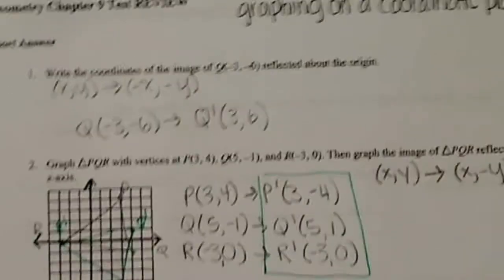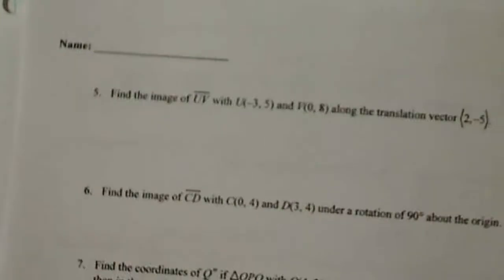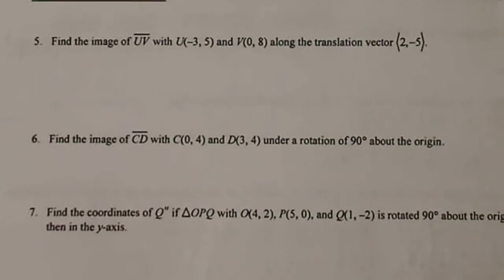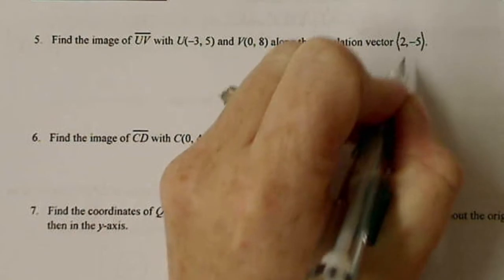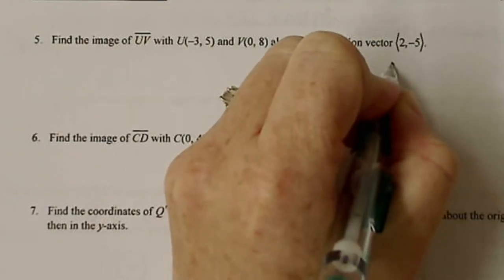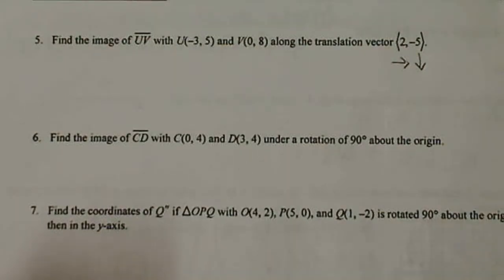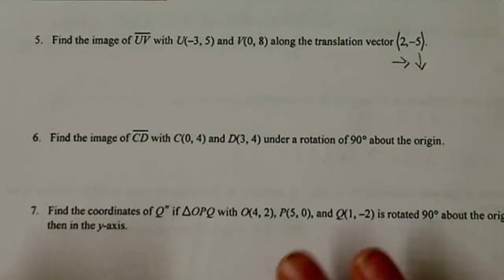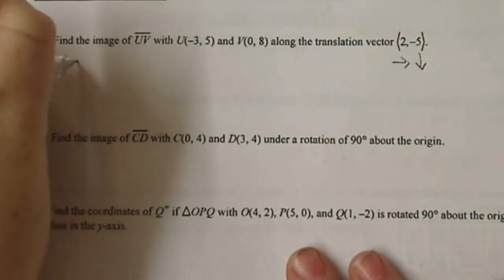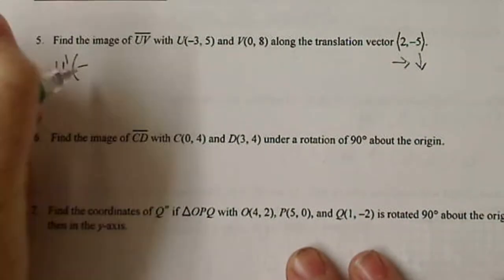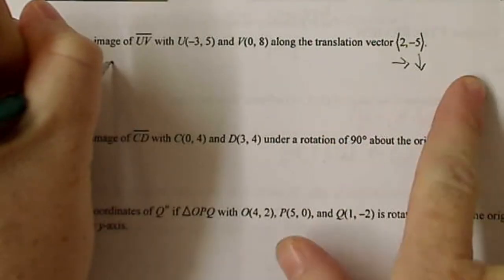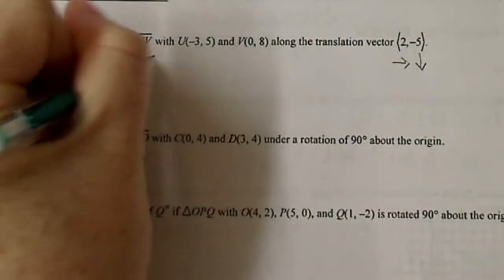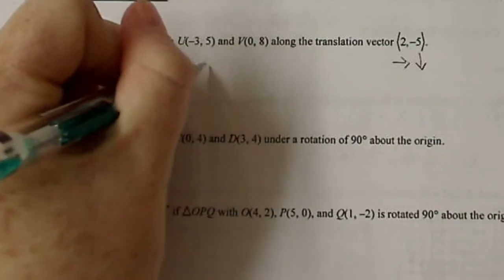Okay, number 5. Find the image of UT. Again, you can graph this on graph paper and then know that this vector means you're going to go over 2 in the X and then go down 5 in the Y. And that's fine. You can do it on graph paper, or you can remember that what that means is your negative 3 on your X is going to go over positive 2, and the 5 on the Y is going to go down 5.